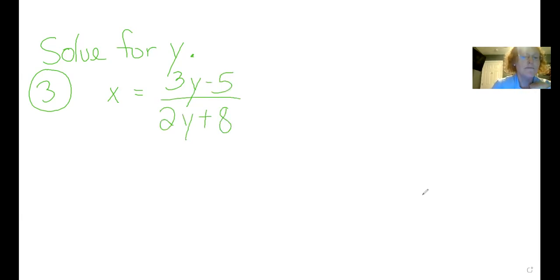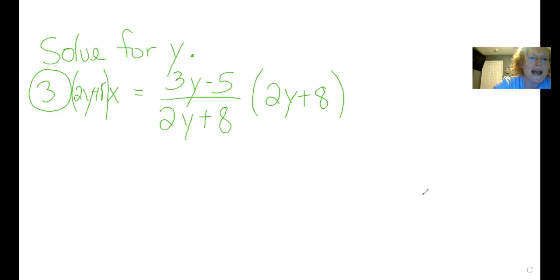So if you'll notice, this one has 3y minus 5 on top, 2y plus 8 on bottom. So that's going to make it solving, it's going to just have some more steps. So the good news is that you do start out exactly like you started for the first two problems. You want to get rid of the fraction, and the way that you do that is you multiply both sides of the equation by the denominator. So we're going to multiply by 2y plus 8 on both sides.